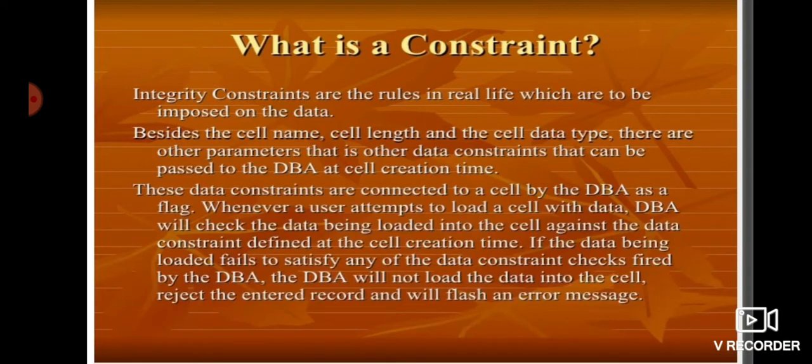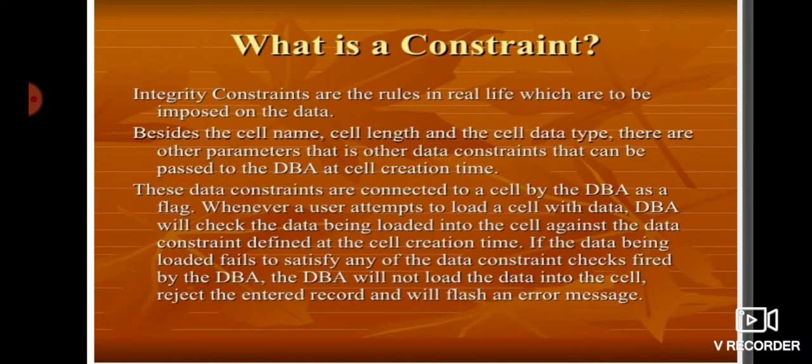These data constraints are connected to a cell by the database administrator as a flag. Whenever a user attempts to load a cell, the database administrator will check the data being loaded into the cell against the data constraint defined at the cell creation time. If the data being loaded fails to satisfy any of the data constraint checks, the DBA will not load the data in the cell, and will reject the entered record and flash an error message.